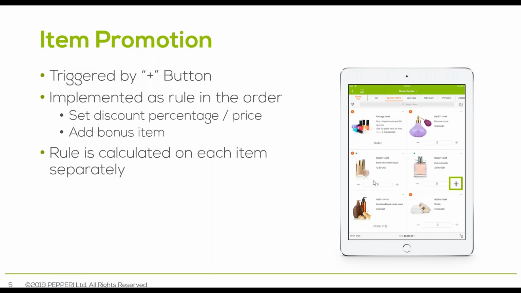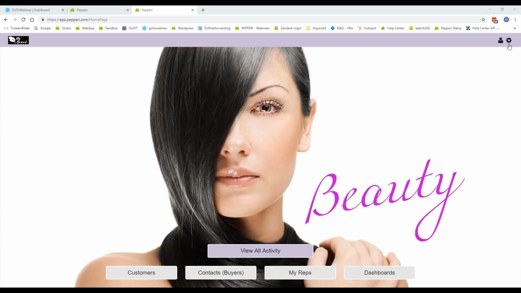Let's take a look now in the web app at setting up an item promotion. I'm logged into the web app at app.pepperi.com as an administrator user. And you probably notice that when you're logged in as an administrator, you have the settings gear here. This is in preparation. We're slowly moving the entire back office to the web app. Right now the trade promotions add-ons are the first ones to be here in the web app.